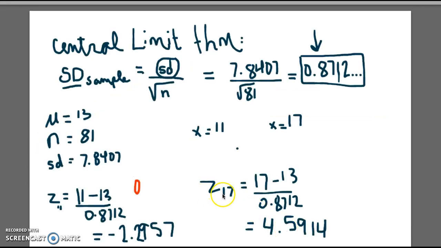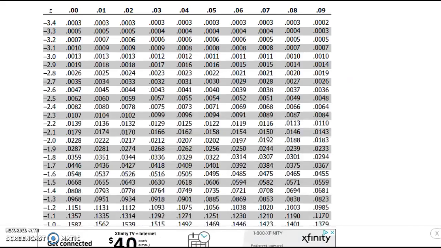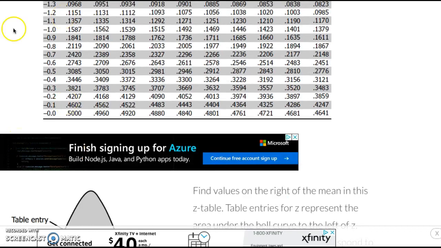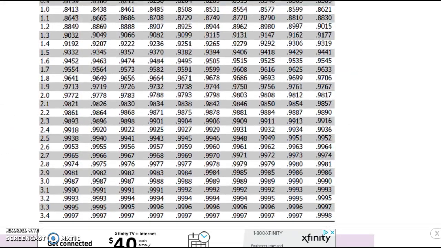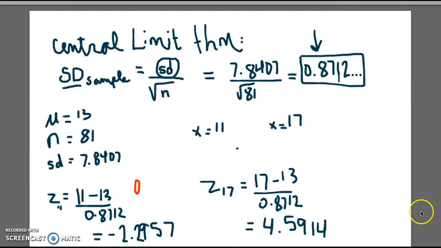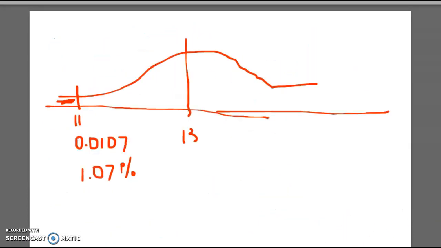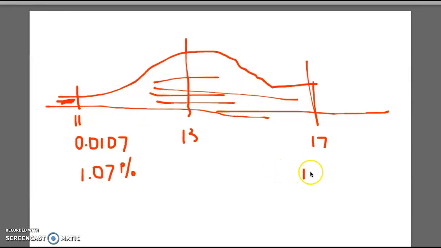Now, if we look at the other, for 17, so we're looking at 17 ages, 17 and less. Our number is 4.5914. Now, look at this. If we go to 4.59, do you see how it's off the charts? So if it's off the charts, it goes 0.9997, 0.9998. It means that we're up in the 100%. Okay, so if you're off the charts, you're going to assume that it's 100%. So I'm going to put it over here at 17, and we're going to assume that 100% of the ages are less than 17, so we're going to put 100.